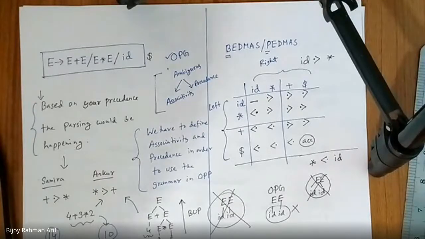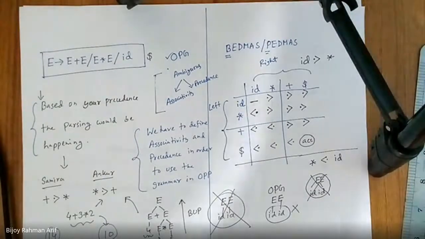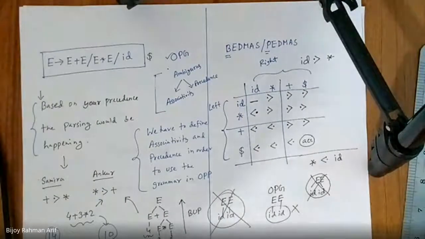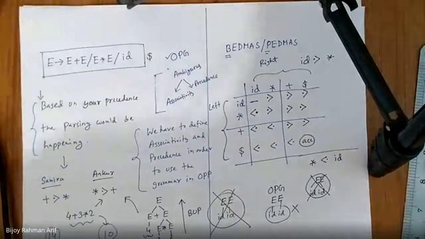On the other hand, if the grammar is given in such a way that it is unambiguous, then we can easily find out the operator precedence and the associativity. Then there is a one-to-one mapping from the grammar to the table. So if the grammar is ambiguous, we will come up with our own table. If the grammar is unambiguous, then the table follows from it. Simple. Is it clear? Yes, sir.